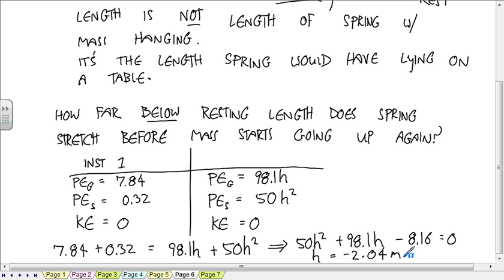And the other one then is the positive 0.08. So this thing is just going to keep oscillating between those 2 points. The point up here it was released from, and this point way down low, 2.04 meters below the resting length.